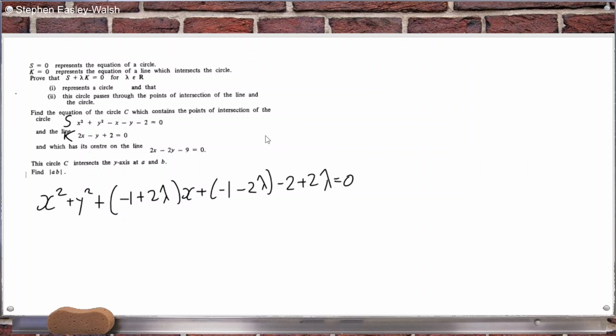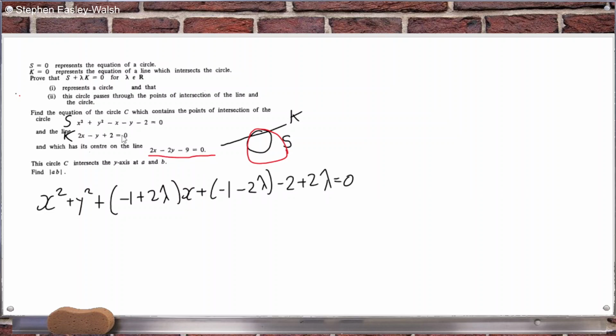So again, just to remind us, we have our circle S, we have K, and then this equation here for any lambda will represent the circles that pass through the intersection point. So it could be like this or whatever. What we need to do is find the value of lambda that will make the circle have its center on this line.